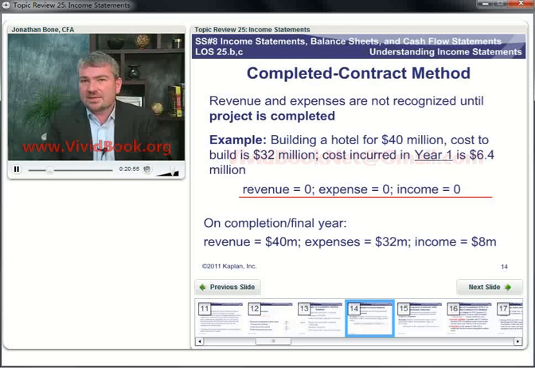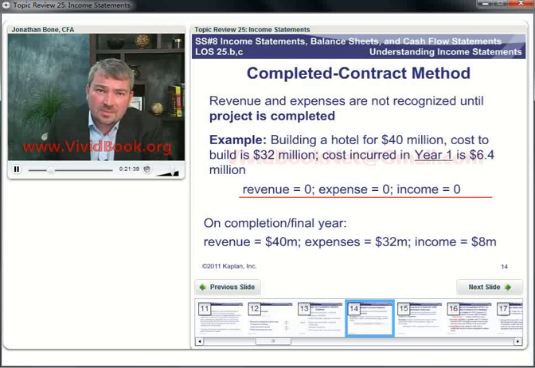Let's have a look at the completed contract method. So remember, revenues and expenses are not recognised in the income statement until the contract is completed and the goods are sold. So we're building a hotel for 40 million. We think that's its sales value, but we haven't got a contract to sell it. Cost to build the hotel is 32 million and costs incurred in year 1 is 6.4 million. So, sales figure, nothing. Expense figure, nothing. Income figure, nothing. Nothing goes through the income statement. Until, of course, we get to our final year when we'll book all of the revenue, 40 million, all of the expense, 32 million, and as a result, all of the profit, 8 million.